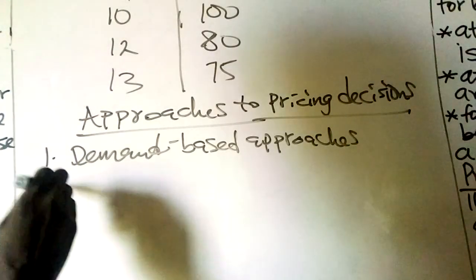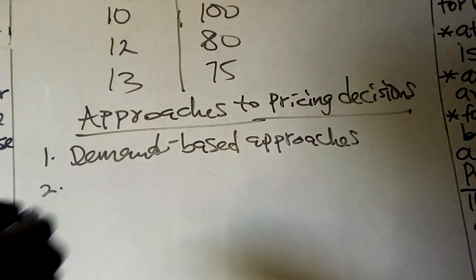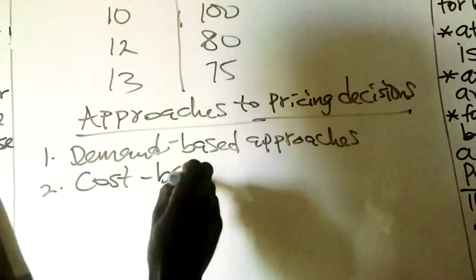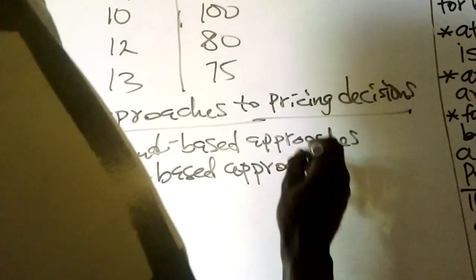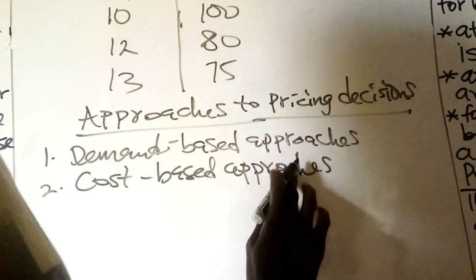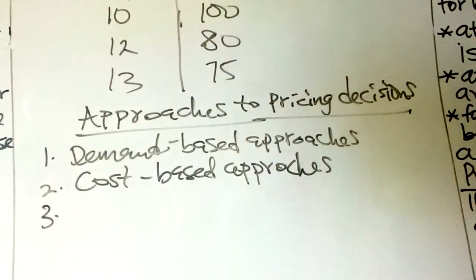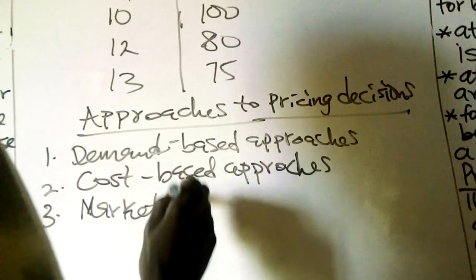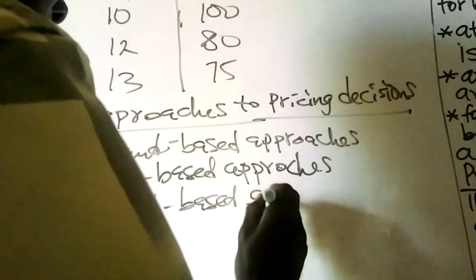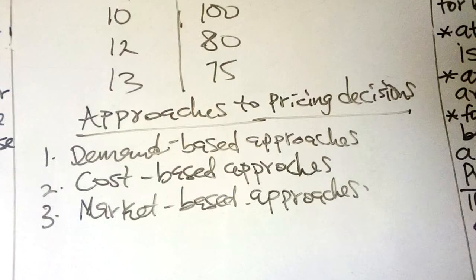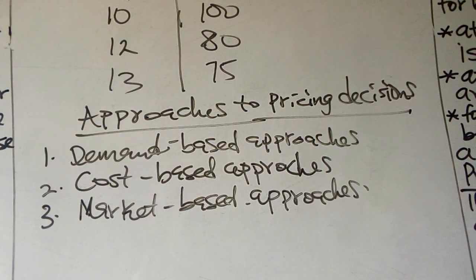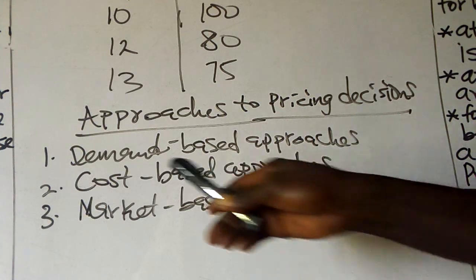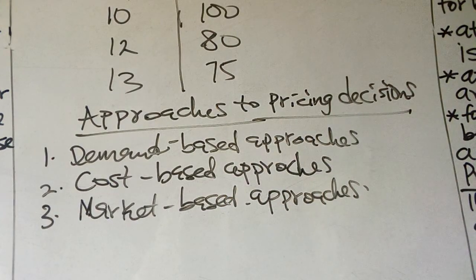Number two, we have cost-based approaches. Number three, we have marketing-based approaches or market-based approaches. These are the three approaches to pricing decision. The first approach is the demand-based approach. The second one, the cost-based approach. And the third one is the market-based approach.